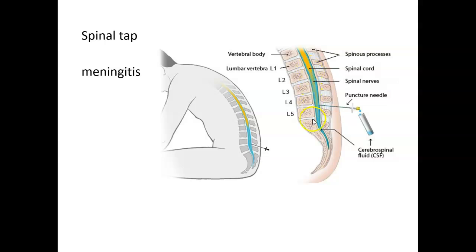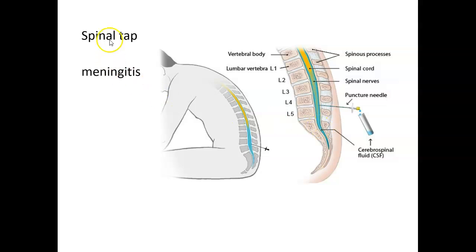When you get to the lower part of your back, there's only some nerves there. The spinal cord kind of stops in your lower back. So if you're going to take some cerebrospinal fluid, the safest place to take it is through this lower part of your spine, so you don't accidentally damage nervous tissue.